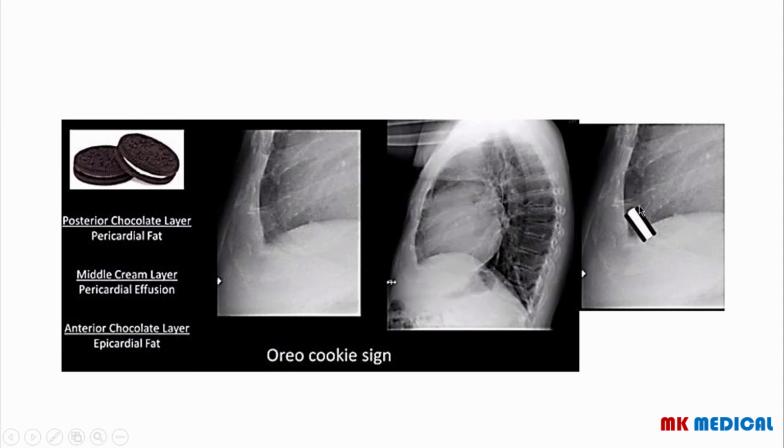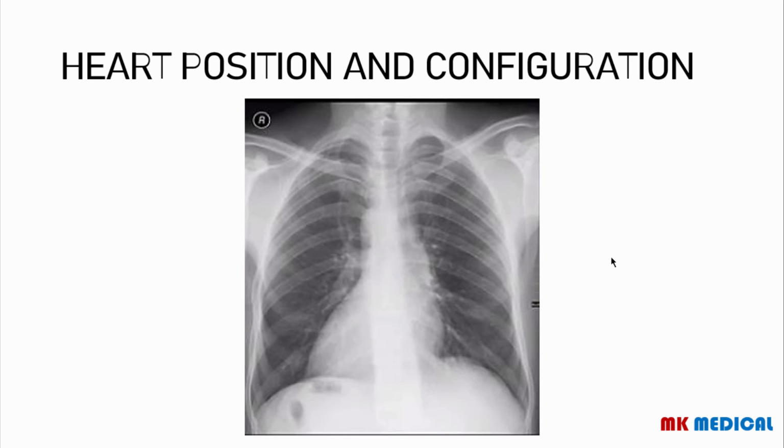So if I place the Oreo cookie, it would be in this manner. Again, I will leave a link in the description to the PowerPoint so that you can actually have a look at these images much closer. Then sometimes the heart can be in a different configuration, so you can have malrotation or you can have dextrocardia, where instead of this facing the other side, it's now facing the right side.